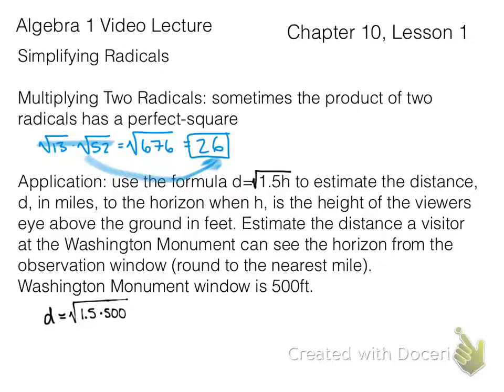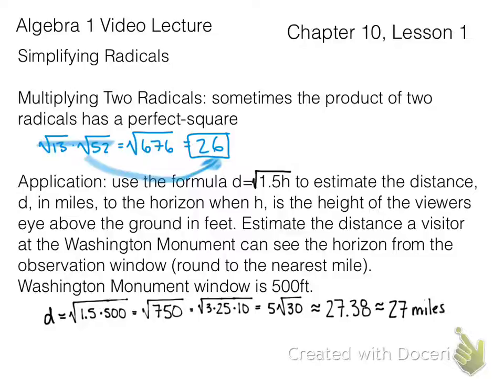So I'm going to replace h with 500, and I'm going to get the square root of 1.5 times 500, and that means the square root of 750, which can be broken down into the square root of 3 times 25 times 10. Well, I can pull out the square root of 25, so that would be 5 times the square root of 30, which is approximately 27.38. But since it wanted me to round to the nearest mile, it is 27 miles. So if I'm at the top of the Washington Monument, I can see about 27 miles. Cool, huh? All right. Next.